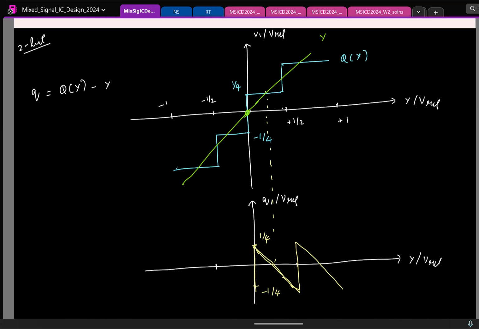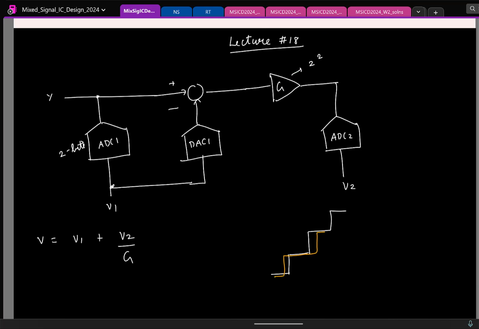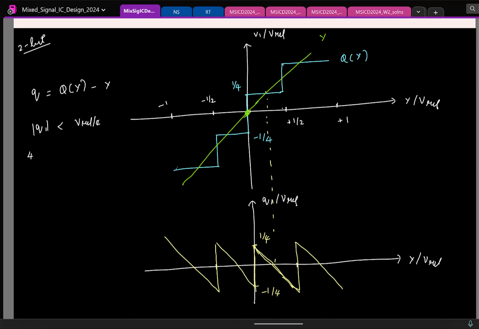So the same thing will happen on the other side also. Something like this. So now you see the quantization noise is within plus or minus Vref by 4. And remember, ideally we wanted to use a gain of 2 power 2. So if I basically say, let me write it here, I am using a gain of 4. So the gain times the quantization noise is within the reference voltage. So we are fine. This is what happens normally.